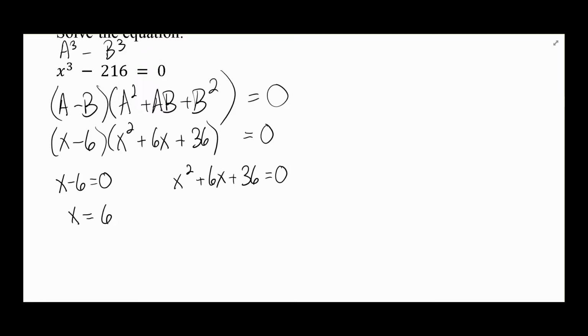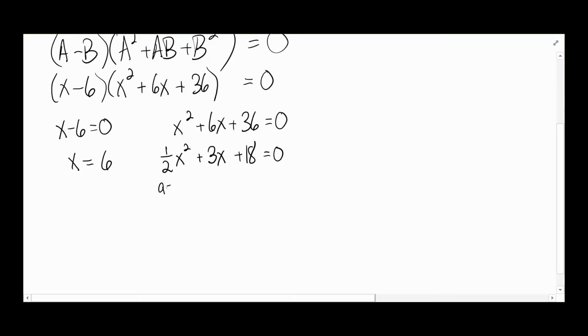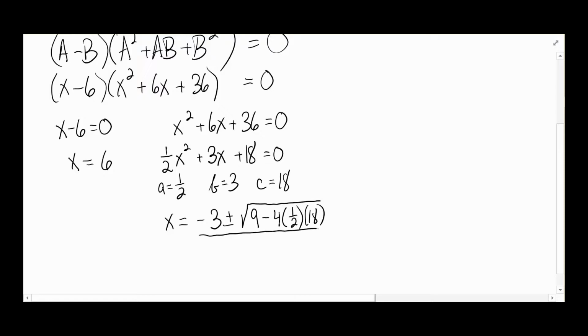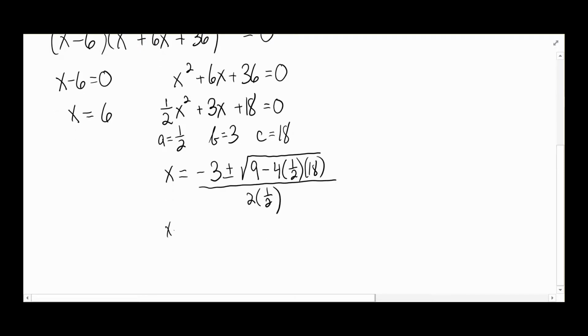With the quadratic formula, our middle coefficient's even, so we should divide both sides by 2. We should use that cool trick. So if we divide both sides by 2, then we can plug in an a value of 1/2, a b value of 3, and a c value of 18 into the quadratic formula. And that's going to get me the opposite of b plus or minus the square root b squared minus 4 times a times c all over 2 times a.